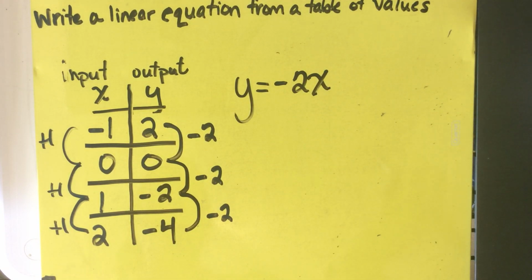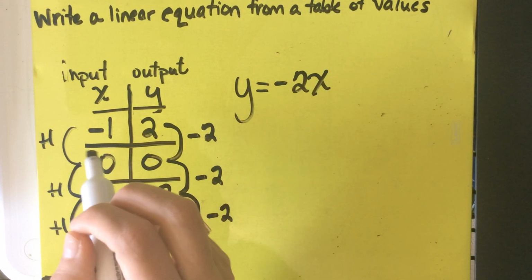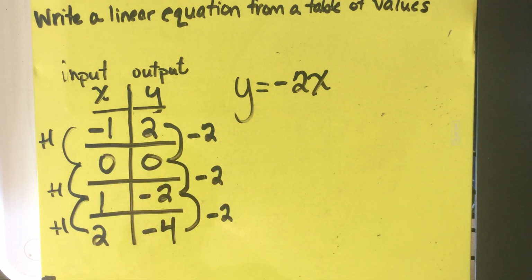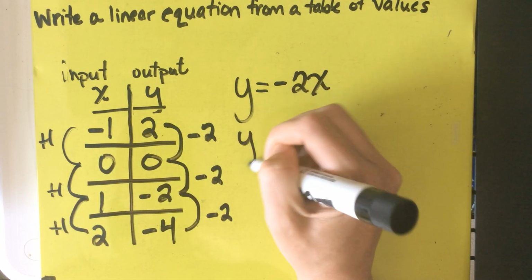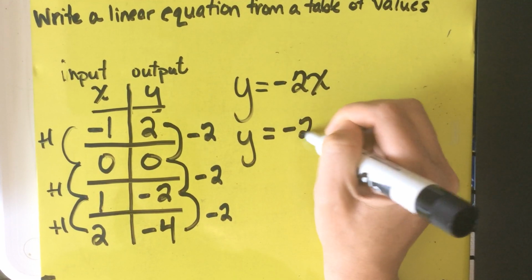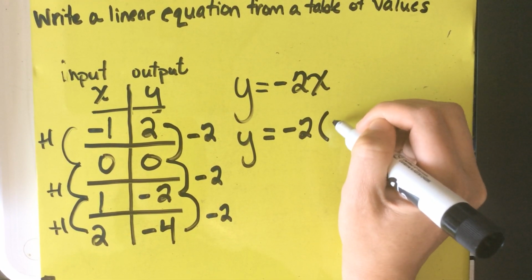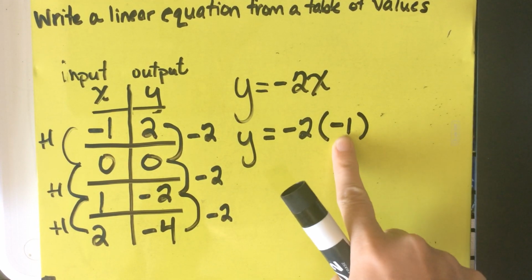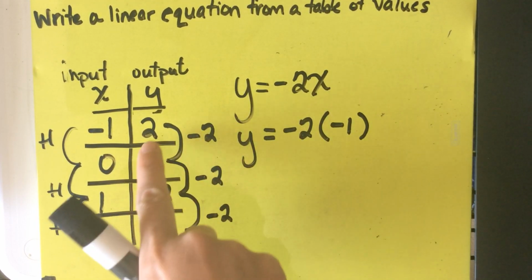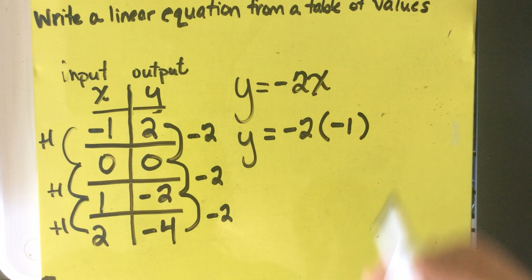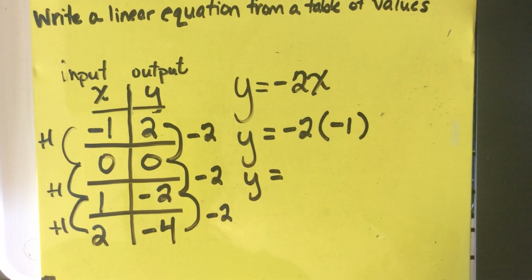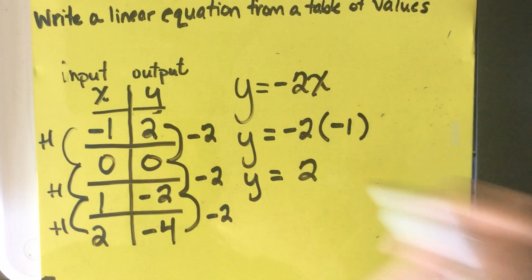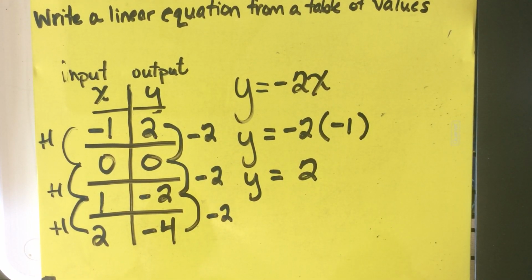So I'm going to test that one out. I'm going to put in my input of x equals negative 1 and see if I get an answer of y equals 2. So y equals negative 2 times, here's where I put in my value of x, negative 1. And when I input a negative 1 for x, I should get an output of y equals 2. Let's see. Negative 2 times negative 1 is 2. So that one does work.